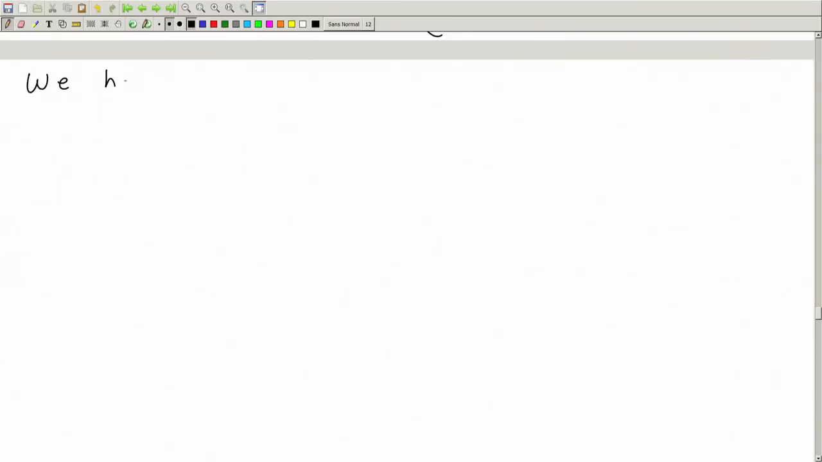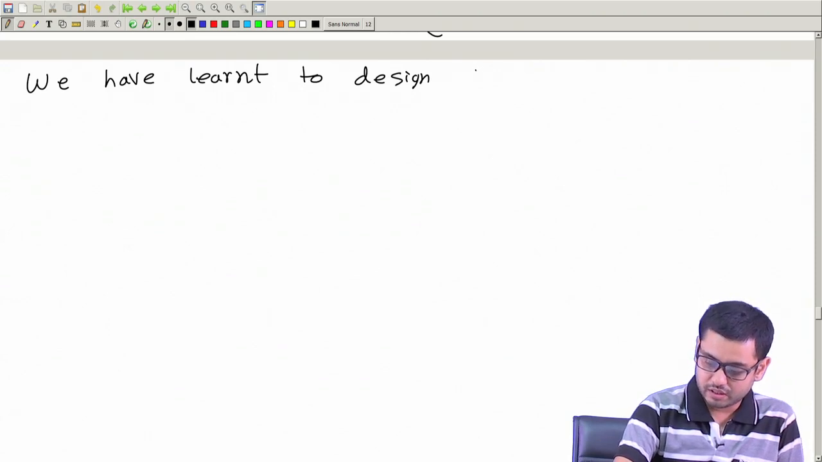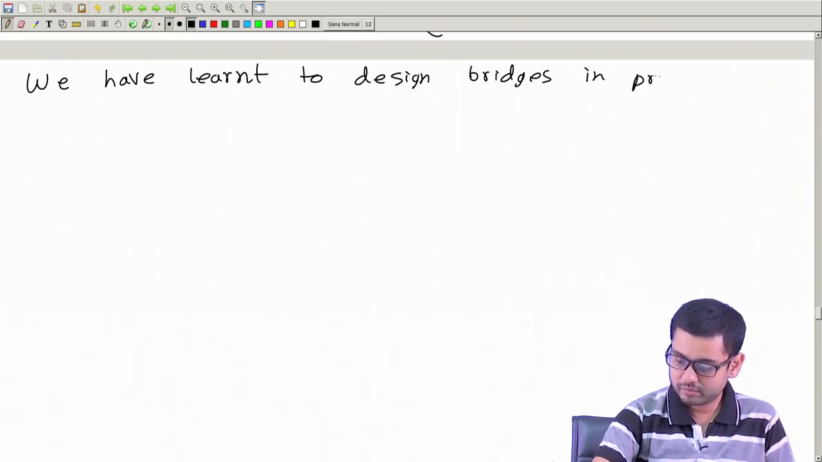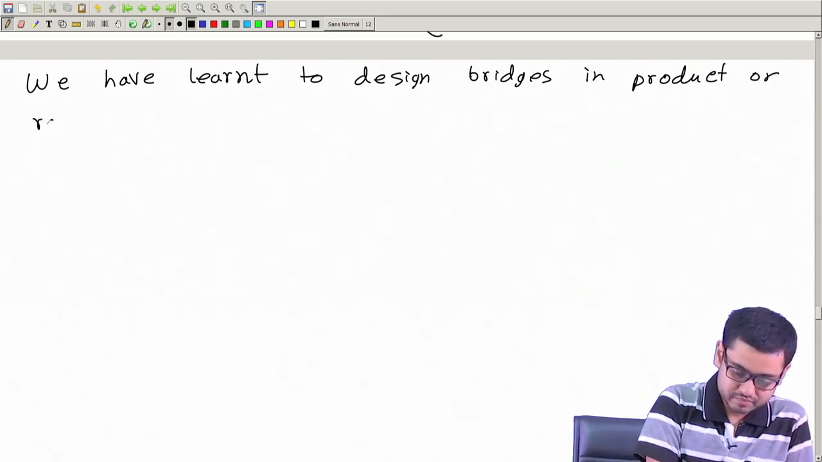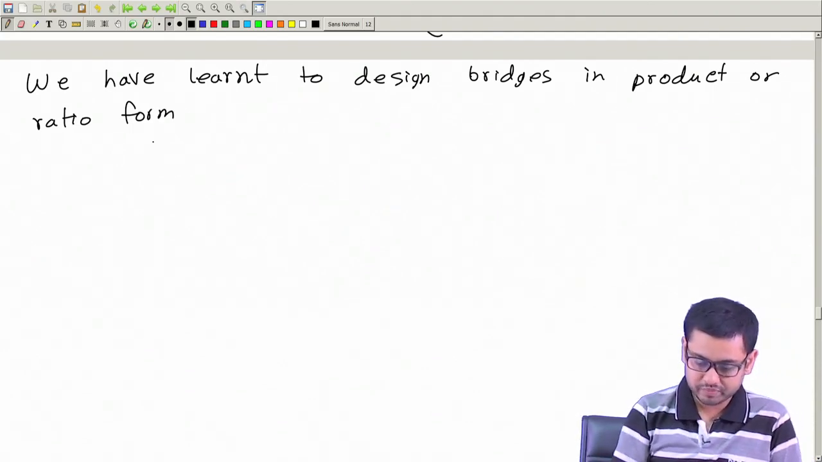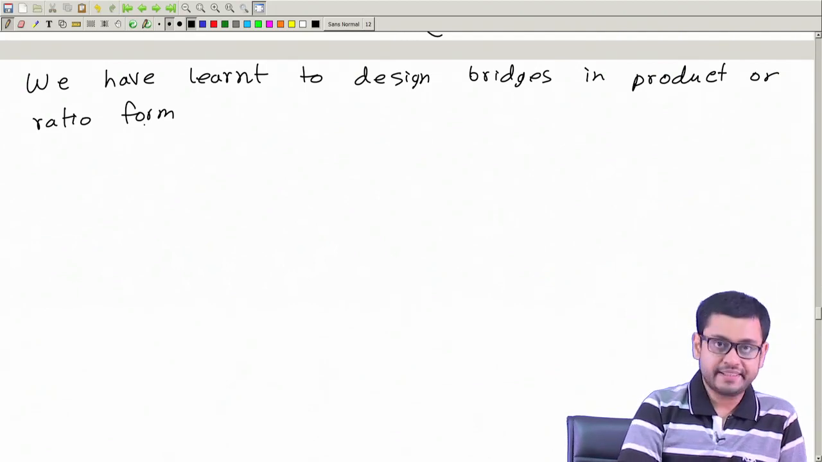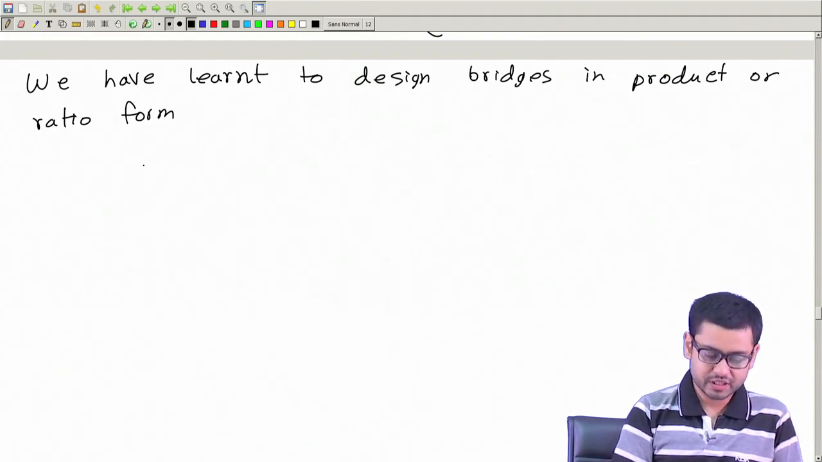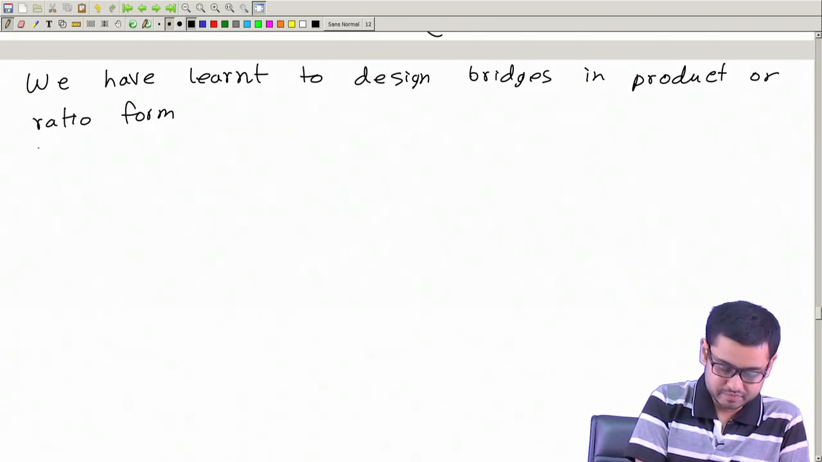Welcome. We are studying AC bridges, and so far we have learned to design bridges, product or ratio bridges, in product or ratio form. Okay. Now, there are bridges also which are not in product or ratio form, neither in product form nor in ratio form. They have special reasons why they are in that form. So, we will see today a bridge which is called Wien bridge.